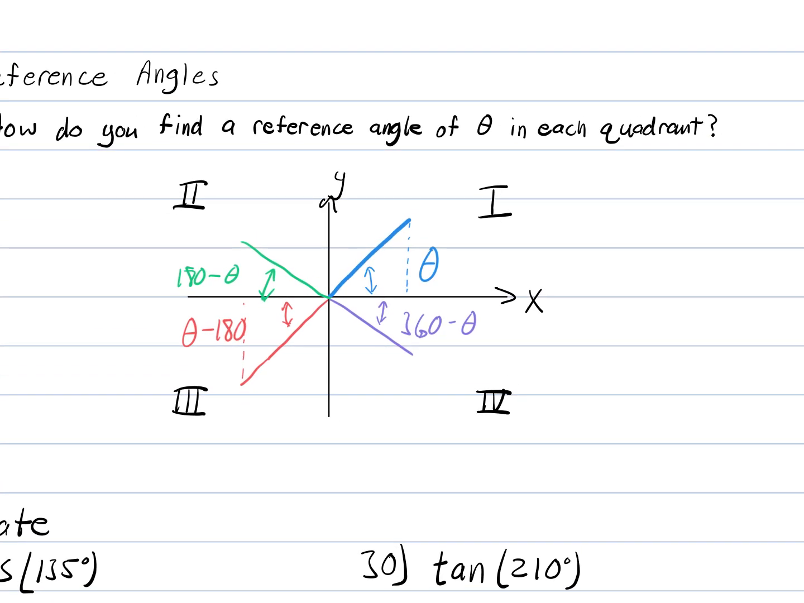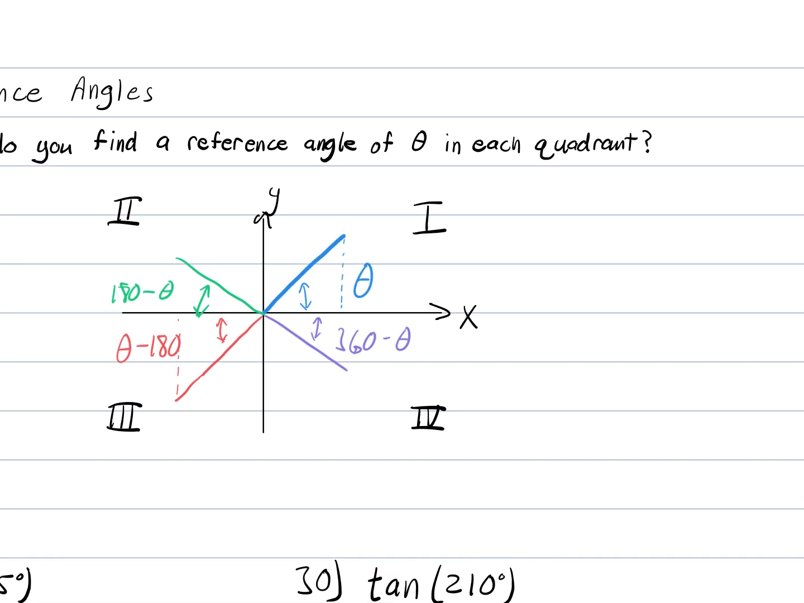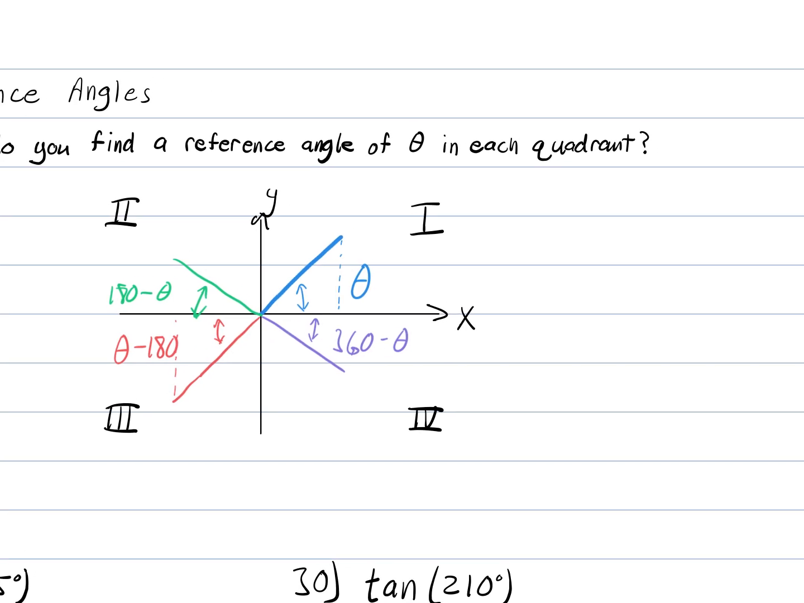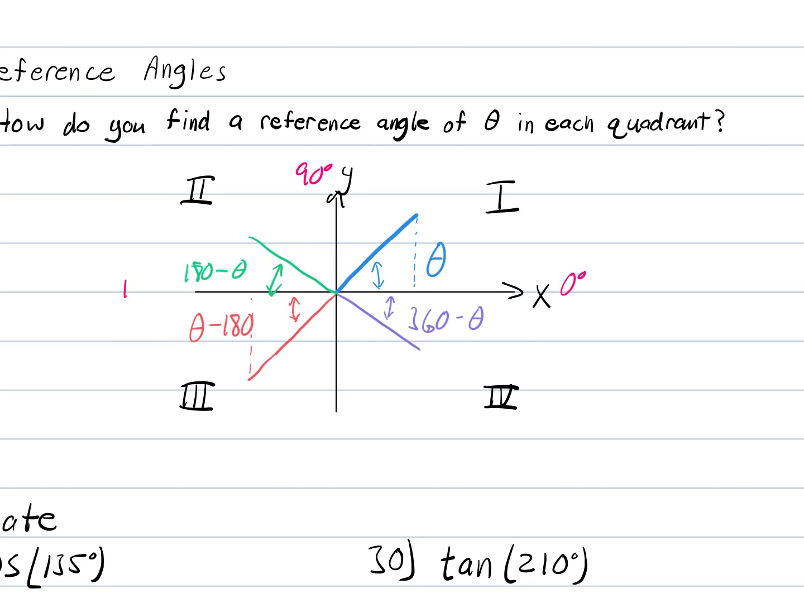Other things that I want to make note of in this part are the degrees of a coordinate plane. I know that this is 0, 90, 180, 270, and 360. Another thing I want to make note of are the signs of x and y, right? In the first quadrant, x and y are both positive. In the second, x is negative, y is positive. In the third, both x and y are negative. And in the fourth, x is positive, y is negative.